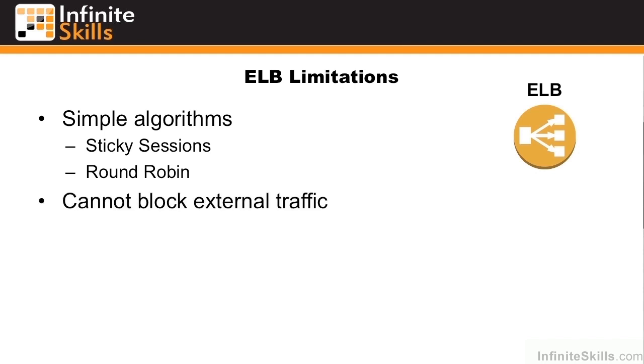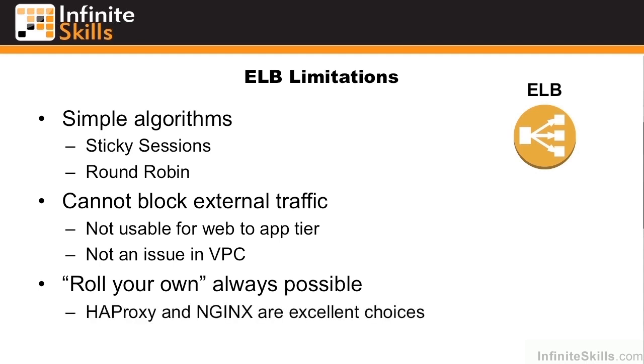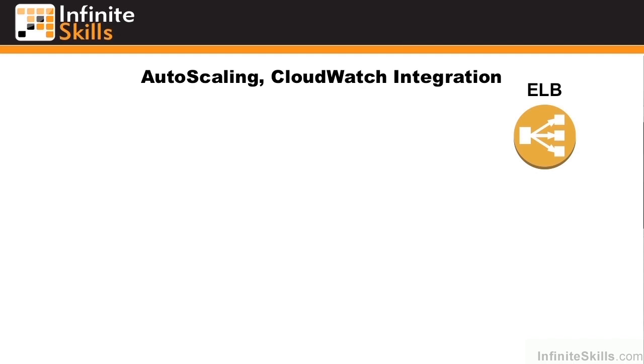It also cannot block external traffic, which makes it a poor choice for balancing in the web to app tier. This wouldn't be an issue in your VPC because your VPC can be locked down to only specific traffic. You can also roll your own load balancer at any time, with HAProxy and Nginx being probably the most popular choices. Let's take a moment to look at the auto-scaling CloudWatch integration.